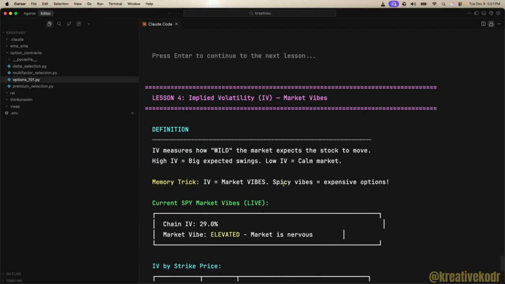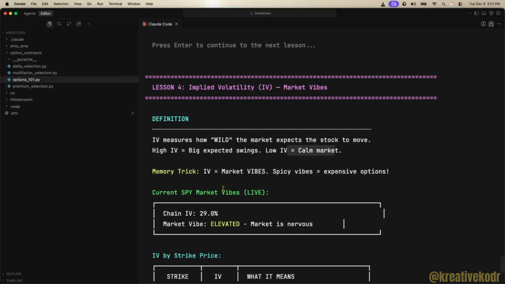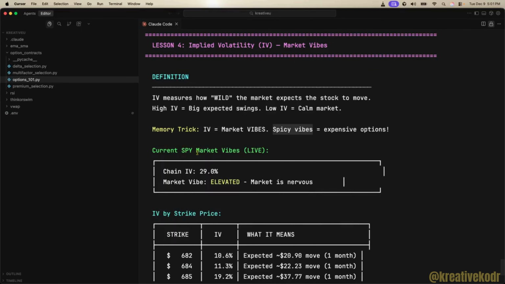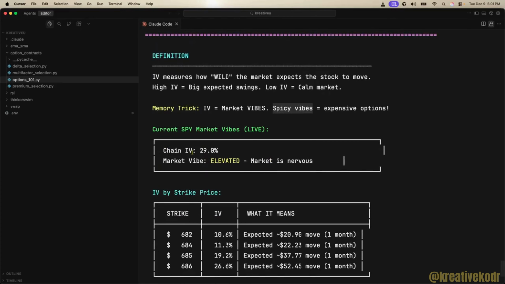All right, implied volatility. IV measures how much the market expects the stock to move. High IV is a big swing. Low IV is calm markets. A memory trick: IV is market vibes, right? Spicy vibes equals expensive market. That is super lame. My fault. So the current market vibes, right?